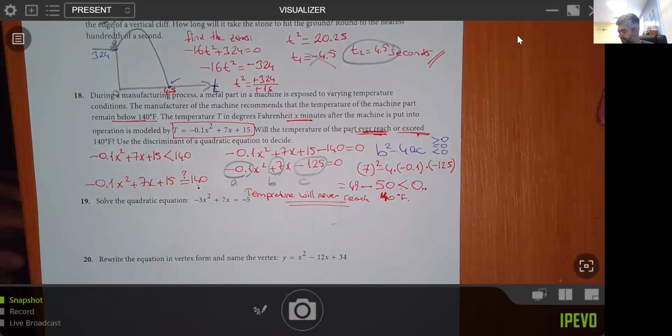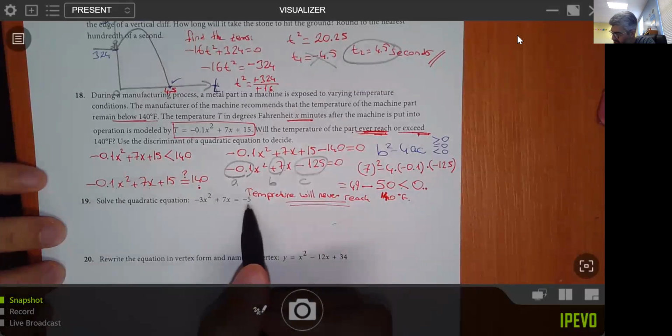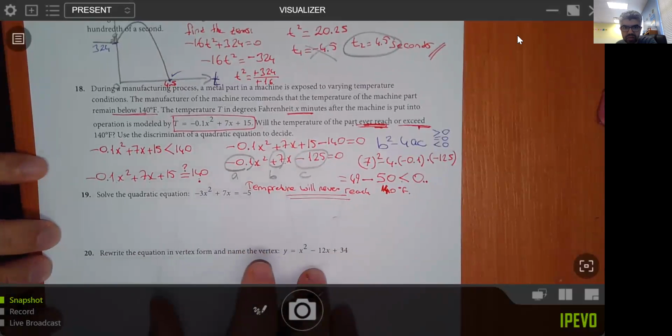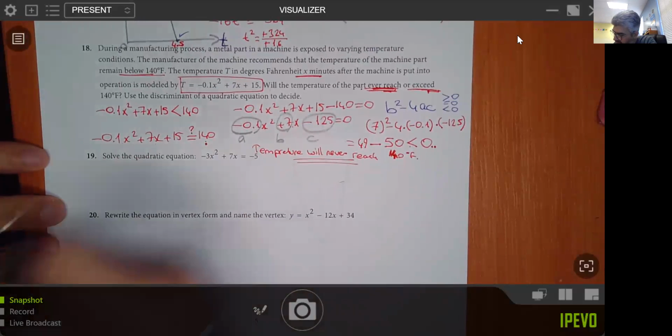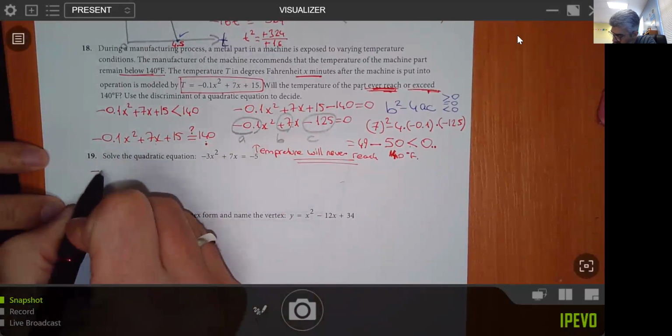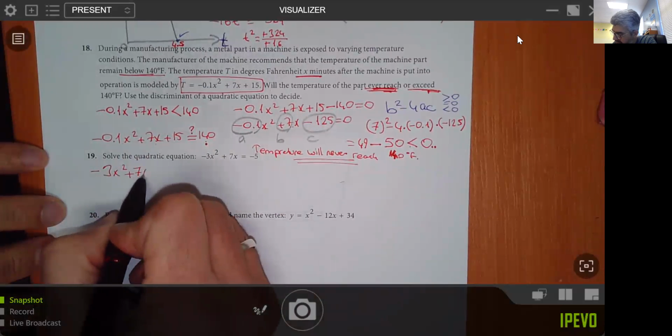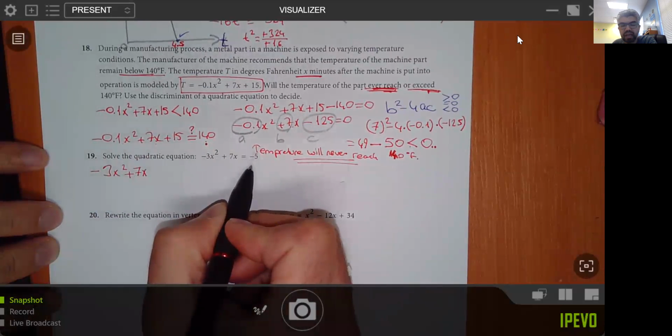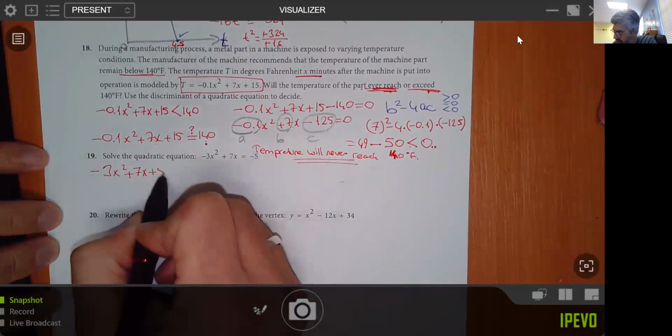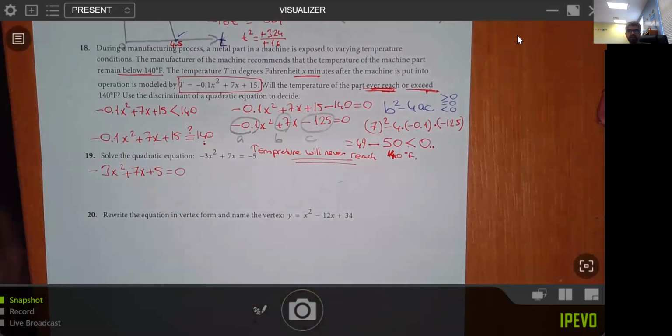All right. Question number 19. No, after this, 19 is very easy for us. Yeah, right, guys? Number 19, solve the quadratic equation. So I write it in standard form first. Negative 3x squared plus 7x equals minus 5. So I will write it as plus 5 equals 0. I add 5 to both sides and I get this.